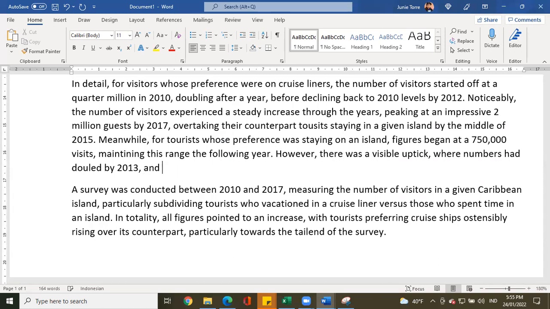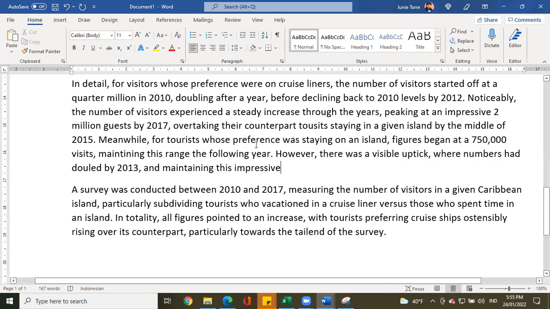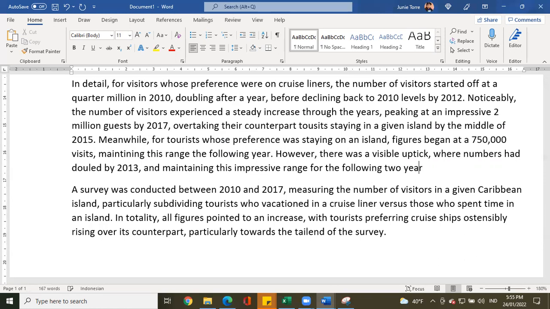maintaining this impressive range. Did I use impressive already? Wala. Okay. For the following 2 years. Notwithstanding.